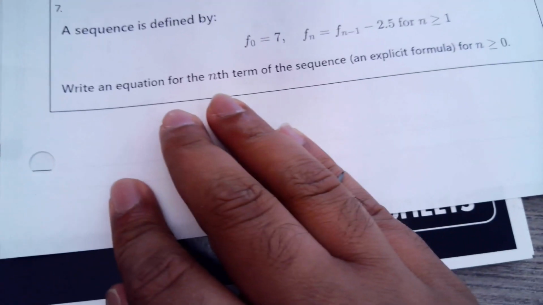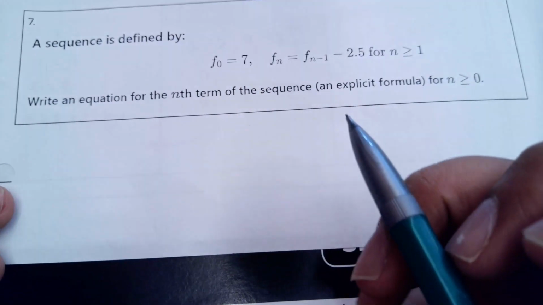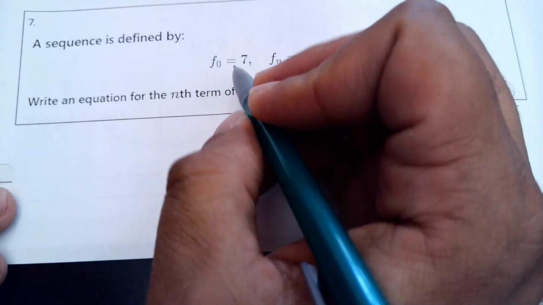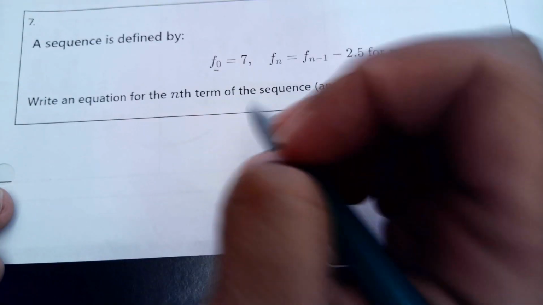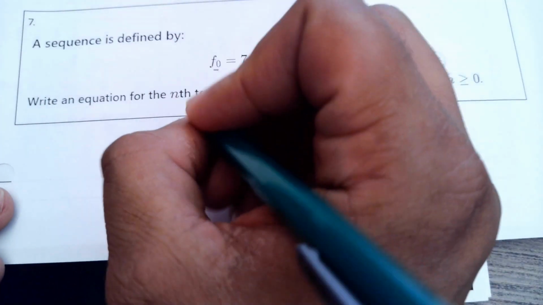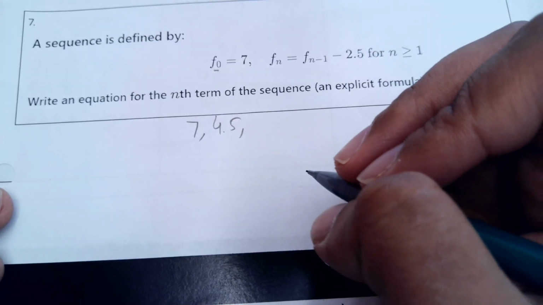Moving on, a sequence is defined by this. Let's create the sequence first. See, they define it as 0th term is 7. They will do that sometimes just to throw you off. Don't worry about that, it doesn't matter. 7 minus 2.5 is 4.5, minus 2.5 is 2.